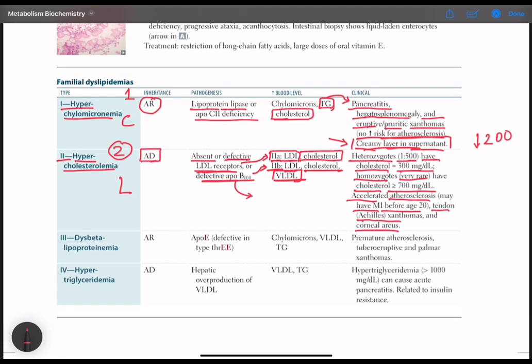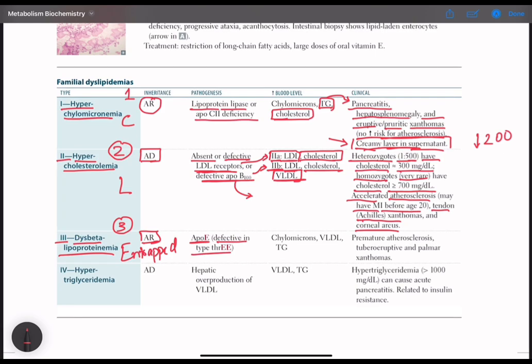Then we have type 3 or Dysbetalipoproteinemia. It is the third one, so it is an odd number, so autosomal recessive, and E for clever mnemonic, in which entrapped remnants are increased. The main pathogenesis is that these patients have defective ApoE. Defective in type 3, you can remember with this mnemonic too.